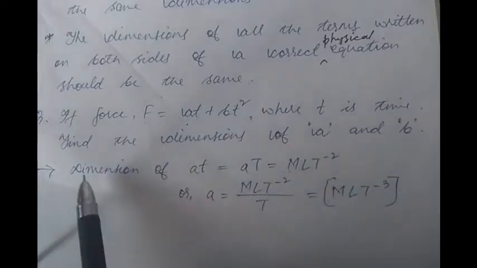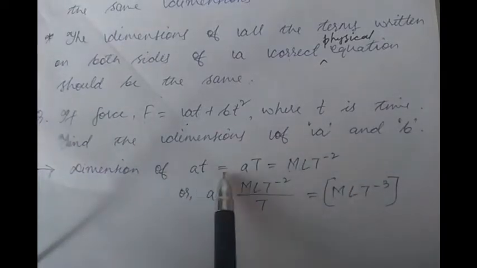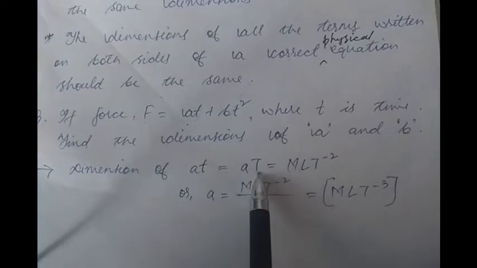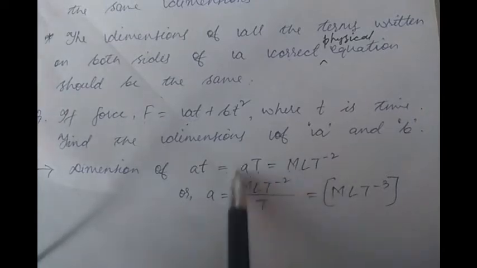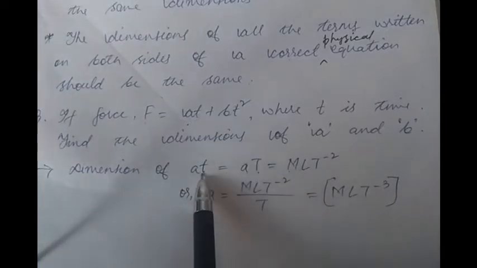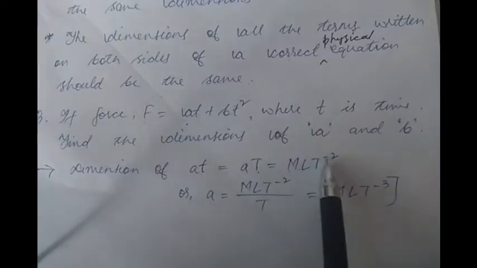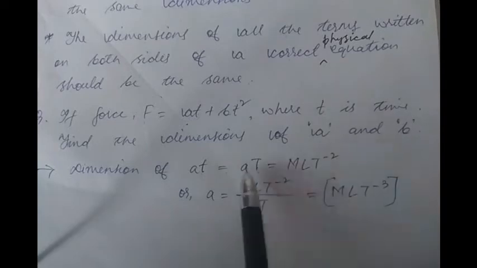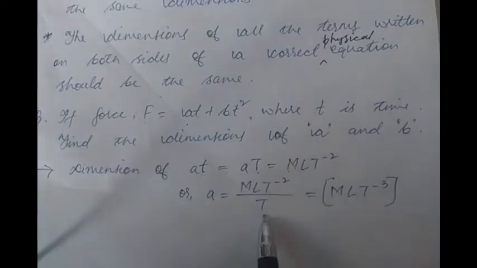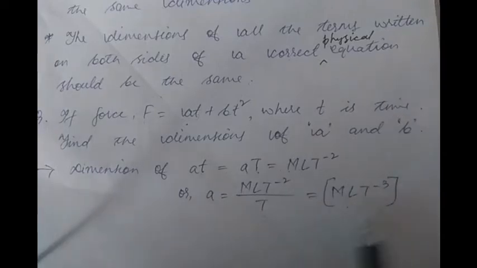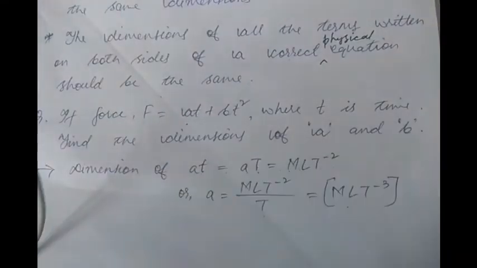So therefore I've written dimension of AT, which can be written as A into capital T. We don't know the dimension of A. The dimension of small t, time, is capital T. So therefore MLT to the power minus 2 has to be the dimension of AT. So from here A is MLT to the power minus 2 divided by capital T, which is MLT to the power minus 3. That is the dimension of A.